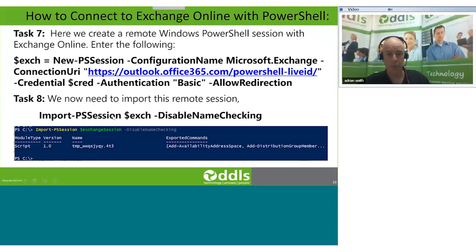So we're creating a variable, we're going into a new PowerShell session, and this name is going to be the same for everybody. The authentication we're going to use is basic, so it's standard, and it's going to allow redirection. So that is going to be redirected to wherever our actual Office 365 data center is, to give us a connection to the particular server that we're using.